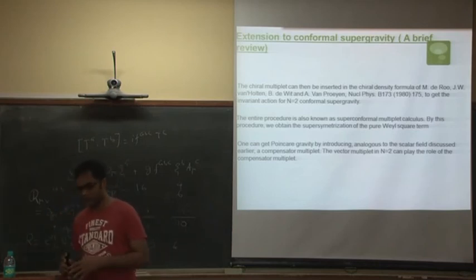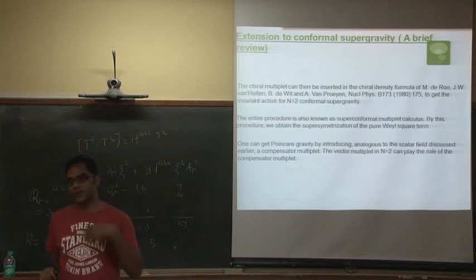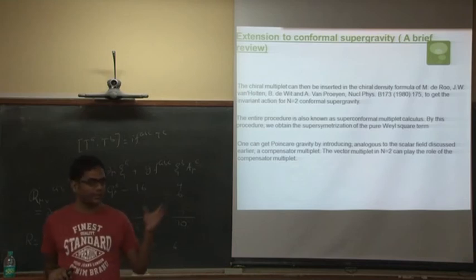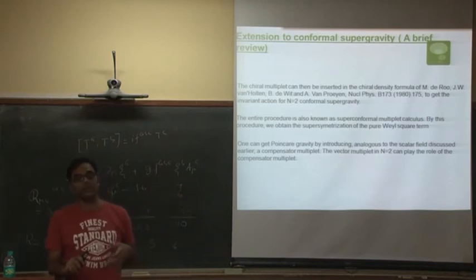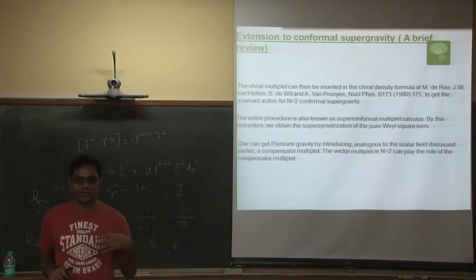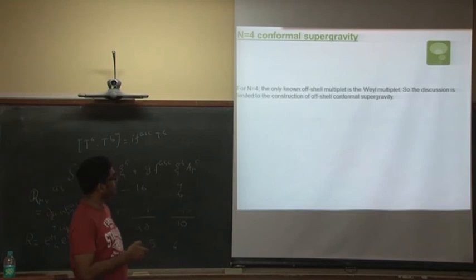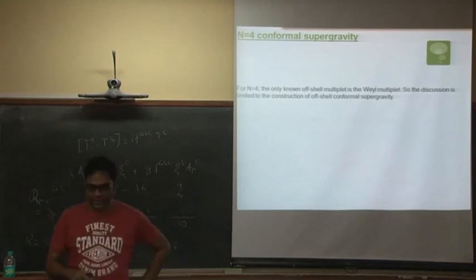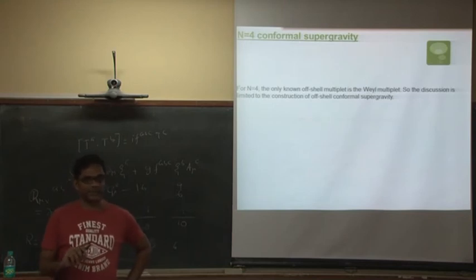This whole thing is known as superconformal multiplet calculus, and this has been used to develop a lot of other types of higher derivative terms. I just discussed one particular type of higher derivative term and how to get it, but people have used it to find a whole bunch of higher derivative terms for N equal to 2 supergravity in 4 dimensions. So yeah. However, for N equal to 4, the story changes a little bit, because for N equal to 4, the only known off-shell multiplet is the Weyl multiplet itself.